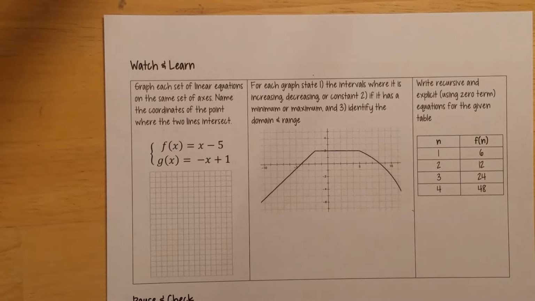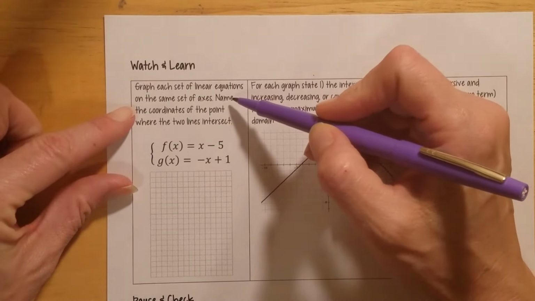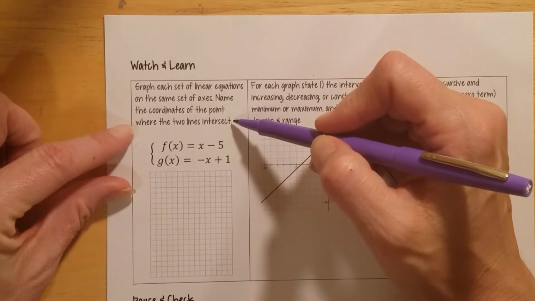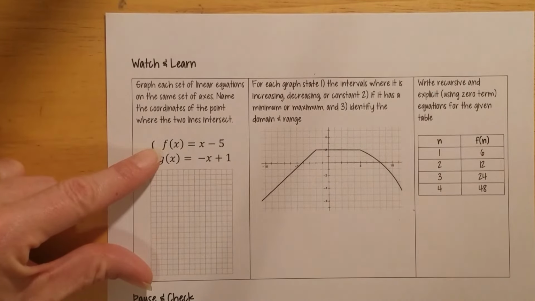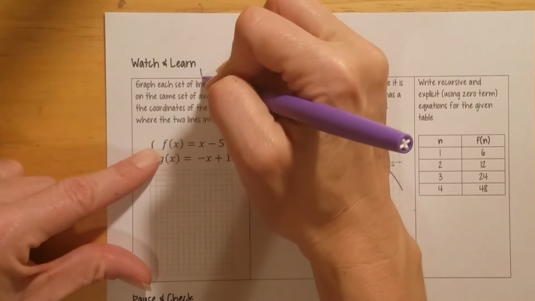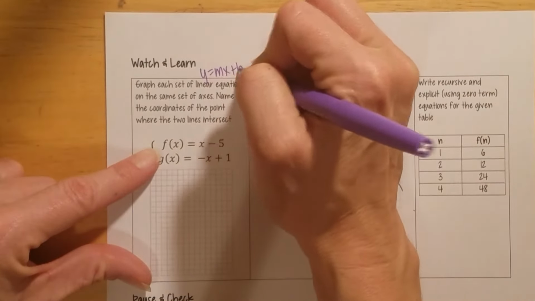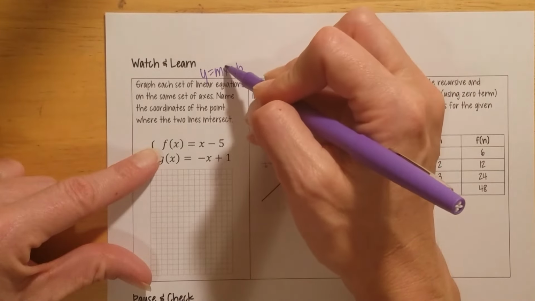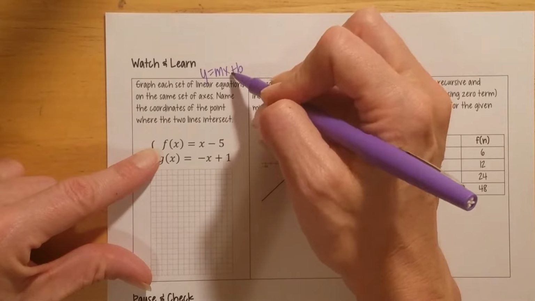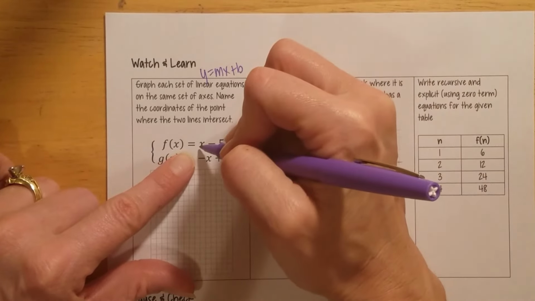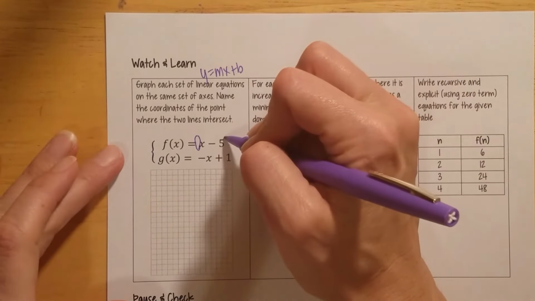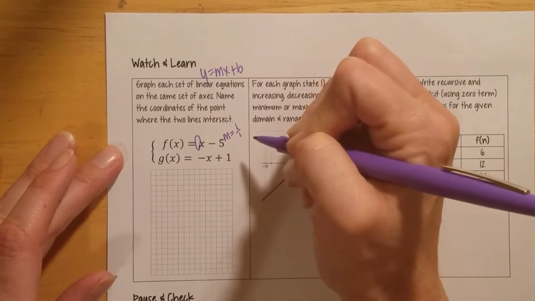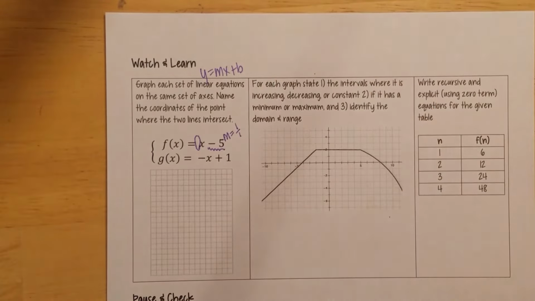Okay, so this first one says graph each set of linear equations on the same set of axes. Name the coordinates of the point where the 2 lines intersect, where they cross, okay? So this first one I'm going to do, just remember these are both linear, so that means that I can use the y equals mx plus b formula. So any number with a variable is going to be my slope, and then the other one is going to be my y-intercept. So in this case, there's no actual number right here in front of x, which means it's 1. Okay, so my slope for this one is equal to 1 over 1, and then my y-intercept is -5.